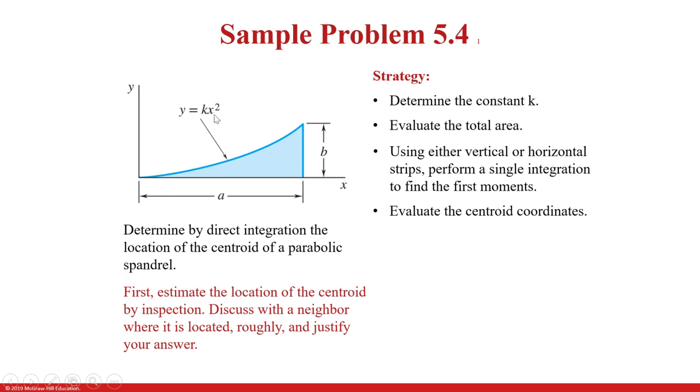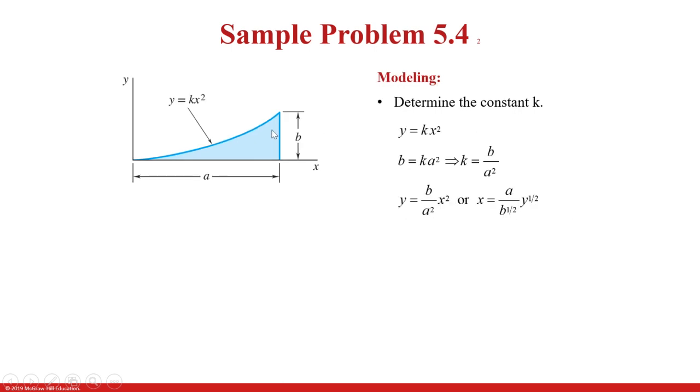So the way that we're going to express k as a function of a and b, or in terms of a and b, is we're going to evaluate this function for x equals a. We know that y has to be equal to b. That's all that's been done here. When you plug in x equals a, y has to be equal to b. We can solve this algebraically for k and find that k is simply equal to b divided by a squared.